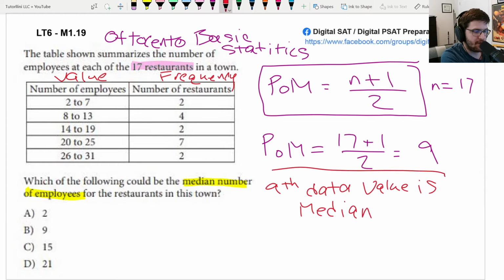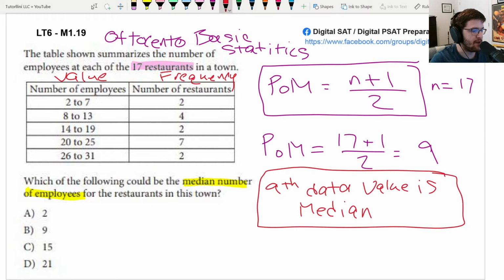Okay, so now we're going to just search for where the 9th data value is so that we can answer the question. So what I'm going to do is I'm going to cumulatively add these guys until I hit or exceed 9, and then I'm going to stop. So first I do 2. Okay, that's just 2. That's too small. 2 plus 4, that's 6. That's too small. 6 plus 2, that's 8. Still too small. Okay, 2 plus 4 plus 2 plus 7. That is 15. So we're going to stop there.